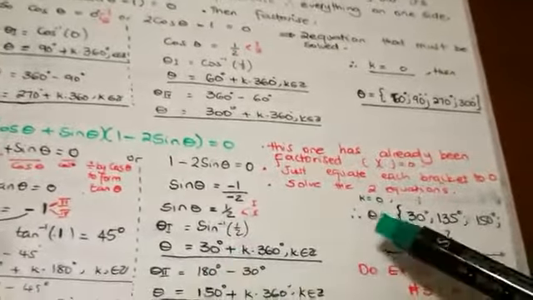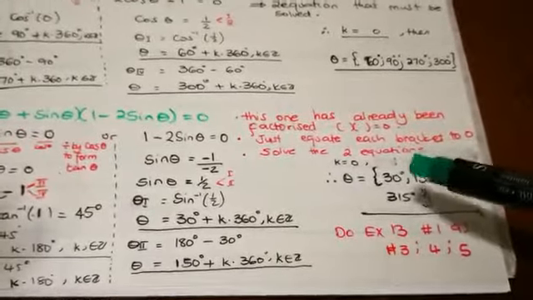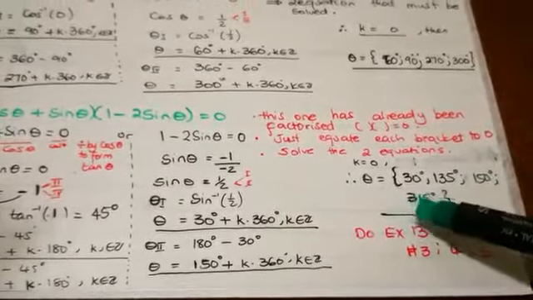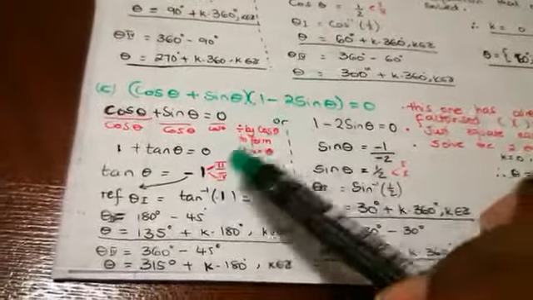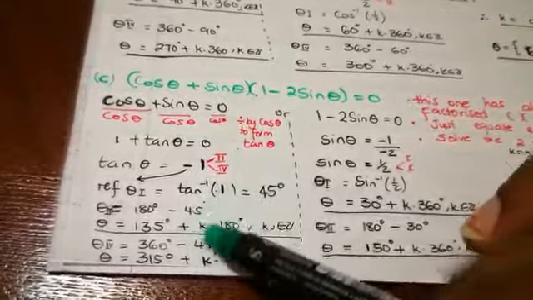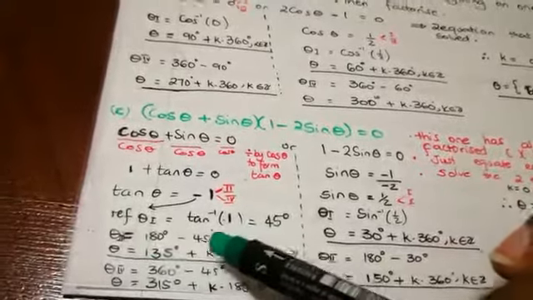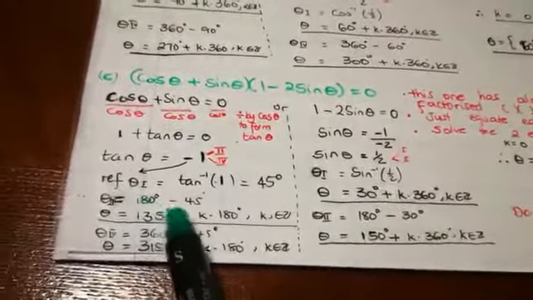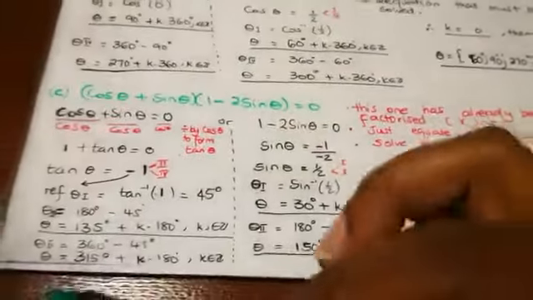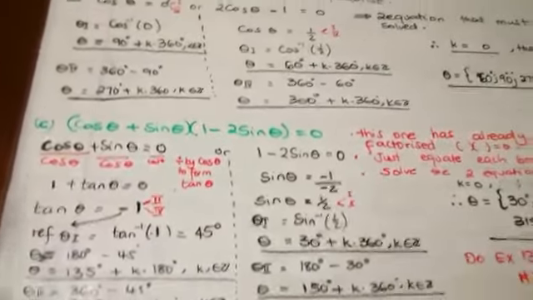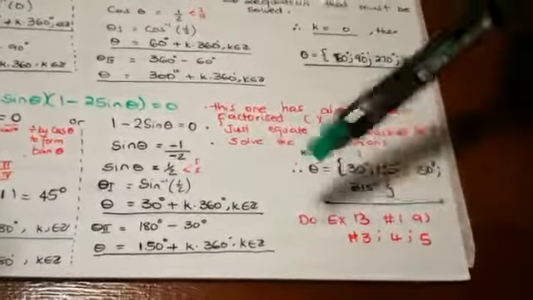Now again, for k equals 0, my solutions will be 30, 135, 150, and 315. Maybe I can just mention here, because it is k times 180, you could have also used k equals 1. If you use k equals 1, this 135 plus 180 gives you 315, which is a repetition of this one already. So there's no need for you to carry on. You can just use k equals 0. Okay, I hope that is clear.